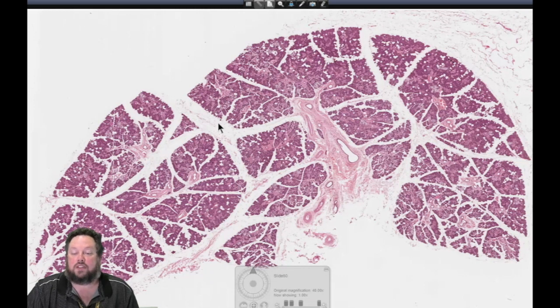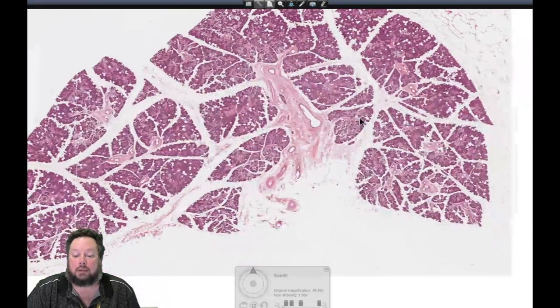So again, this is the submandibular salivary gland. Parotid was entirely serous. Submandibular is about 80% serous, 20% mucus. So if you can see mostly serous acini, even at this magnification, it's very basophilic, which is a good indication that there's lots of serous acini. So if it's mostly serous with a little bit of mucus, then this is the submandibular salivary gland.